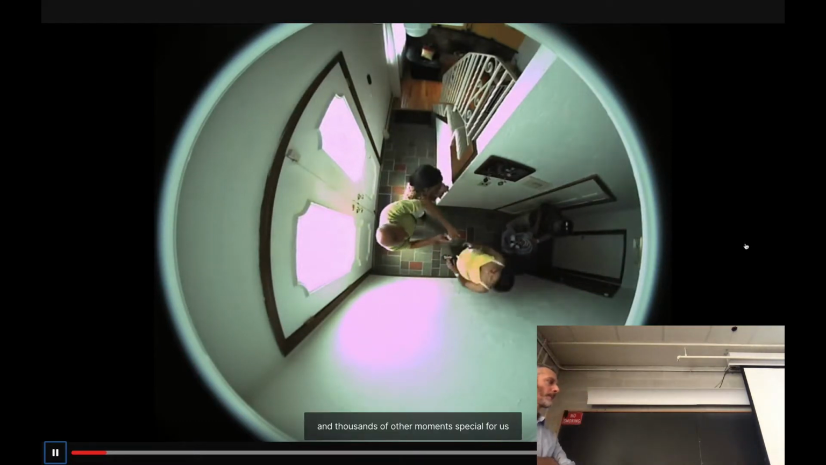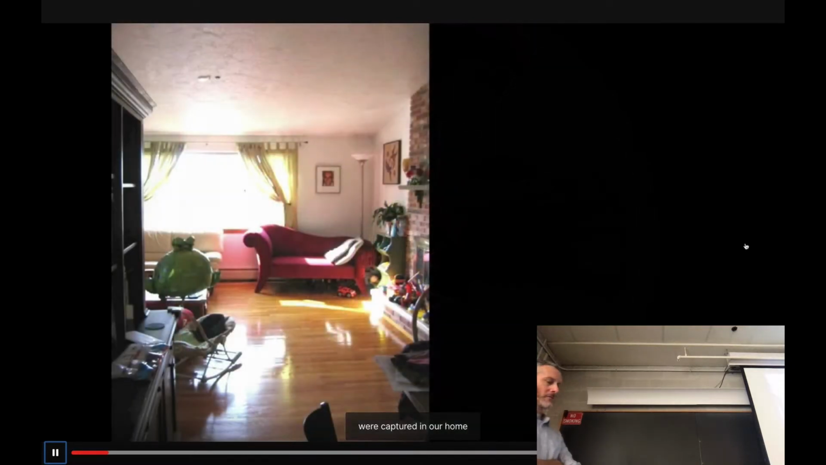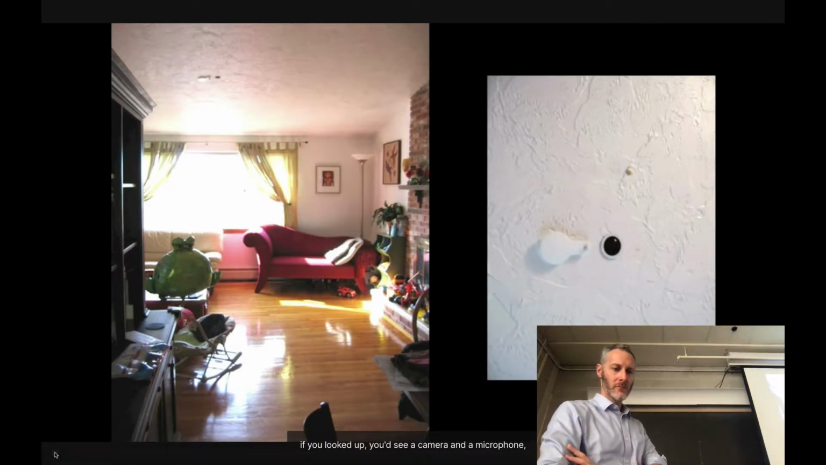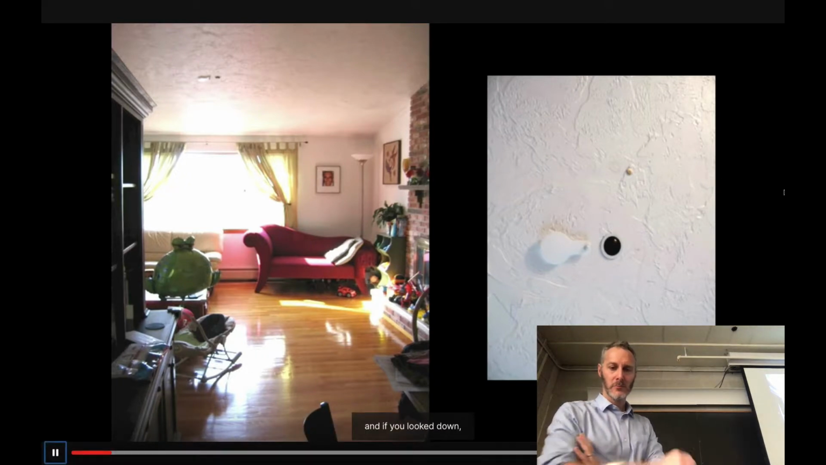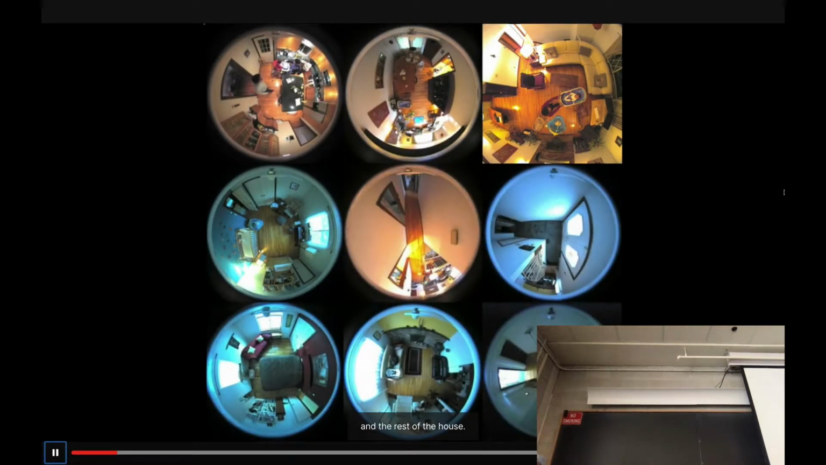This moment and thousands of other moments special for us were captured in our home because in every room in the house, if you looked up, you'd see a camera and a microphone. And if you look down, you get this bird's eye view of the room. Here's our living room, the baby bedroom, kitchen, dining room, and the rest of the house.